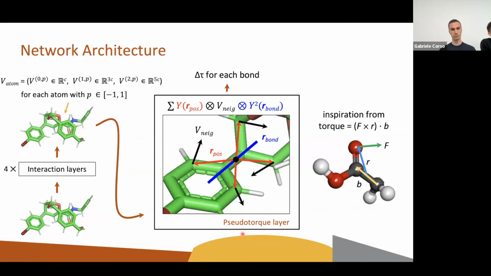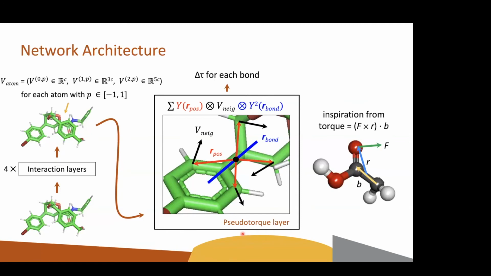So is the blue Y, are you squaring the TP? Are you doing a TP with itself, or are you indexing this with a 2? Sorry, the blue Y is saying it's a second order spherical harmonic representation. L equals 2? Yes, L equals 2, yeah. And the reason this is done is because we don't want to choose a direction for the bond, because that would be an arbitrary choice.